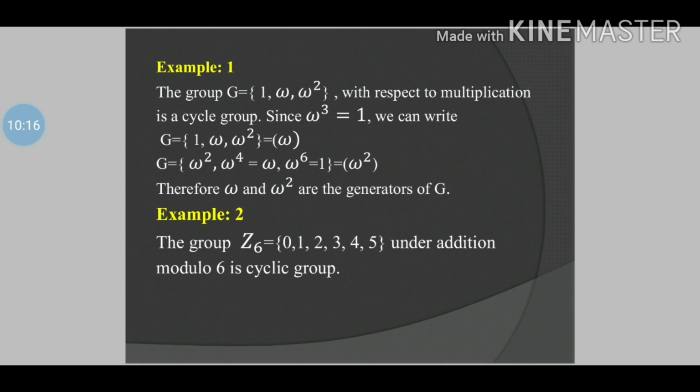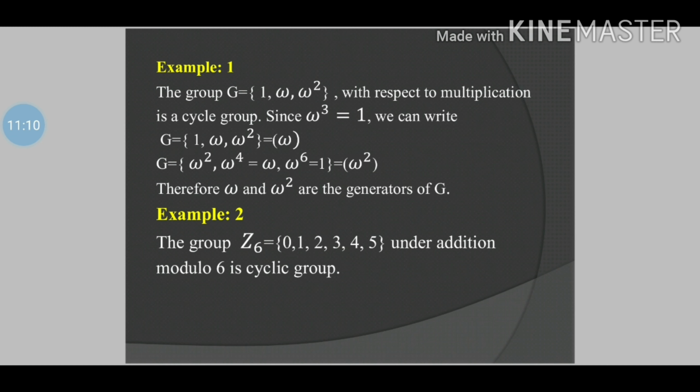For example, consider the group G equal to the set {1, omega, omega square}. Omega raised to n means the nth roots of unity, and omega n is defined by cos 2 pi by n plus i sin 2 pi by n. Here we have the cube roots of unity. So here we consider 1, omega, omega square, that is omega cube is equal to 1. Here omega is equal to cos 2 pi by 3 plus i sin 2 pi by 3. Here G equal to {1, omega, omega square} is generated by omega and omega square. That is G is equal to cyclic omega, and G is also equal to cyclic omega square. That is, omega and omega square are generators of G.